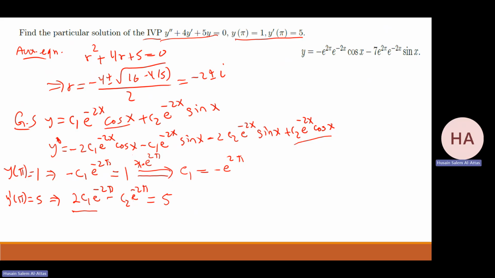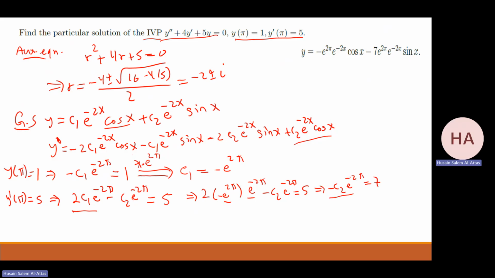I plug it here. Then I have, I plug it here, minus e 2 pi. That gives me 2 c1, which is minus e 2 pi. Let me do it in details. E to the minus 2 pi minus c2 e minus 2 pi is equal to 5. This times this will be 1, e to the power 0, which is 1. So I have minus 2. Take it to the other side. So I have minus c2 e minus 2 pi equals 7.